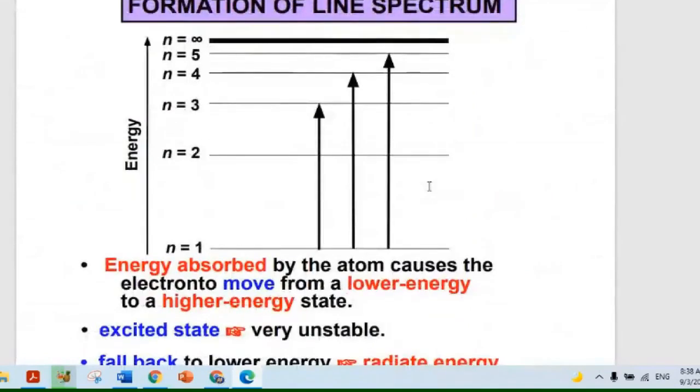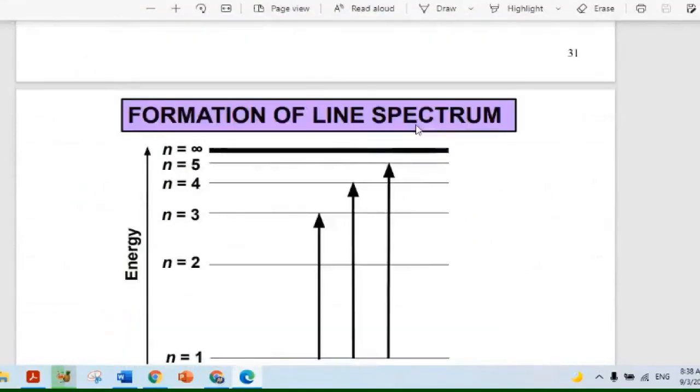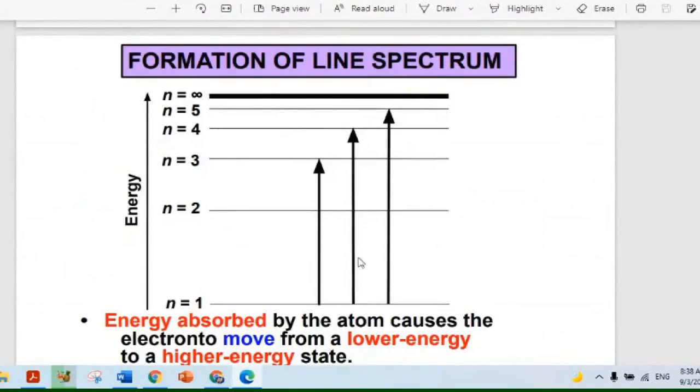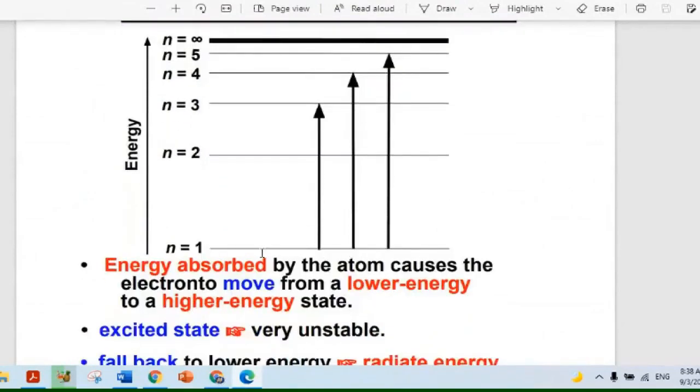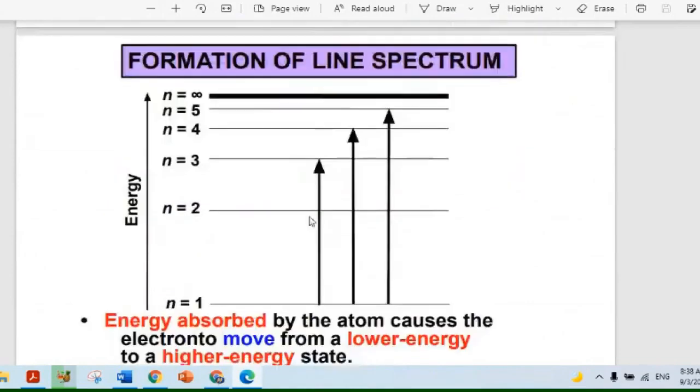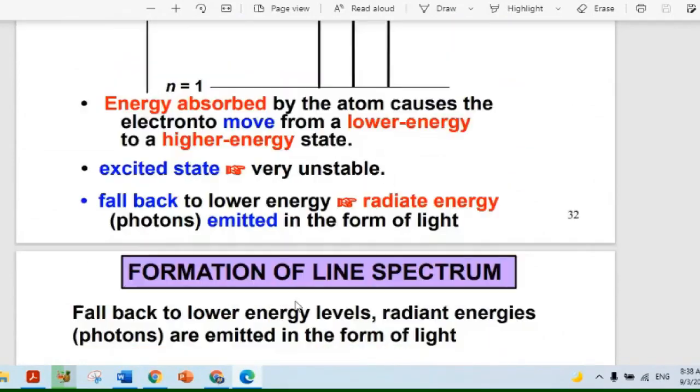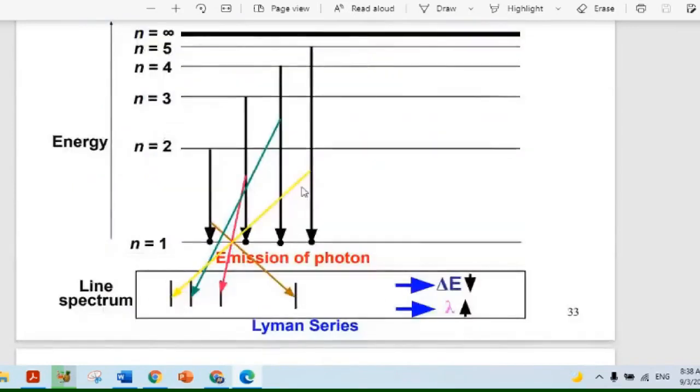And then this is the energy level diagram. When the energy is absorbed by the atom, it will cause the electron to move. Always remember, the electron moves to a higher energy level. But at a higher energy level, the electron is not stable, so it will fall back to a lower energy level. When it falls back to a lower energy level, you will form the line spectrum.